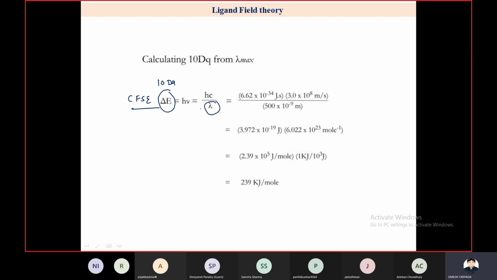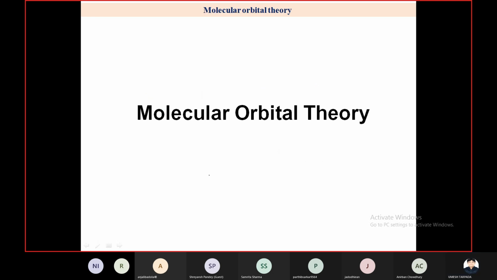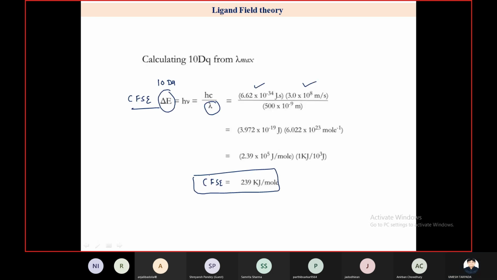So if lambda is given to you, or if you know the CFSE or 10 Dq value, then you can calculate lambda simply by putting in the value of Planck constant h and velocity of light c. So you can get lambda. Okay, this is one of the examples here. See, lambda is given to you, so you can calculate crystal field stabilization energy. So this is about ligand field theory, or you can say crystal field stabilization theory.